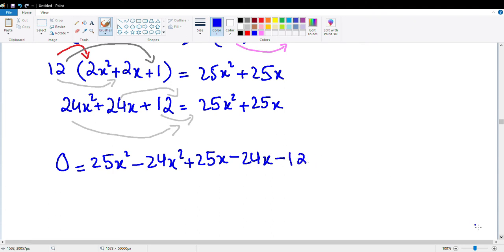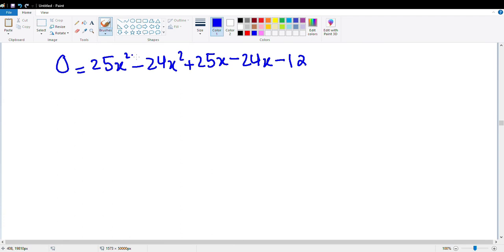So it'll be minus 12. And now we can write it on any side, it doesn't matter, the 0. And we're going to simplify the x squared terms and the x terms. And the constant is just a constant. You can't see anything else being simplified. So we're going to get x squared, and 25 minus 24 is 1 actually, so we get 1x squared, or x squared plus 25 minus 24.